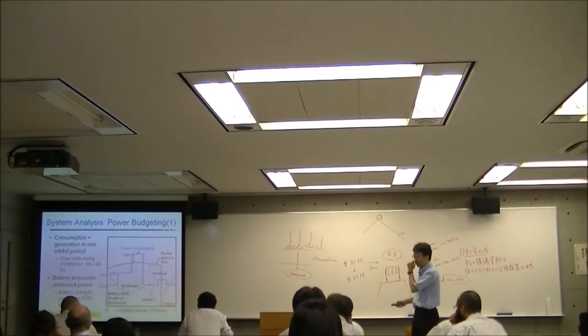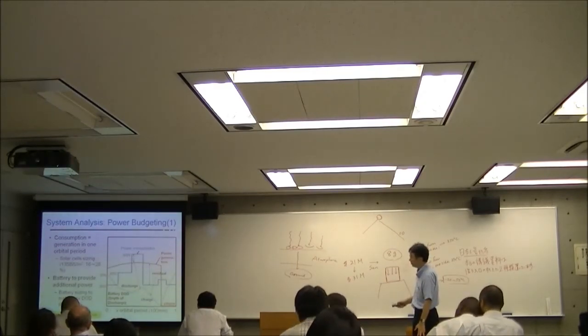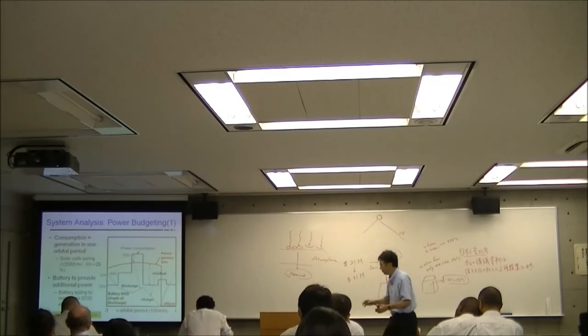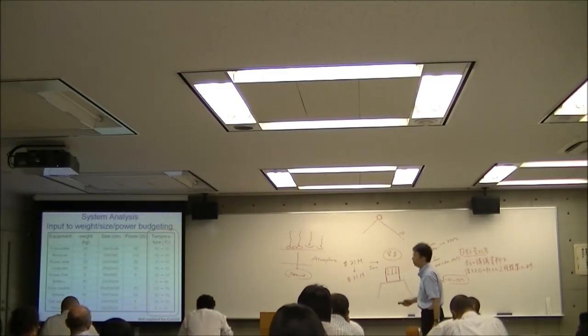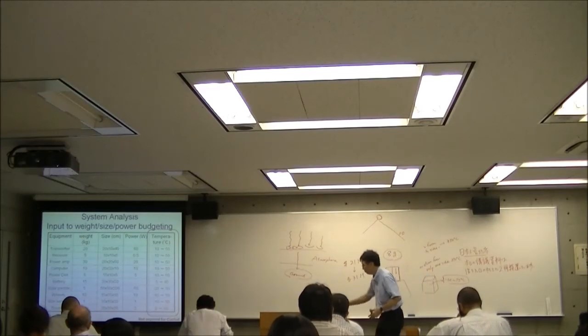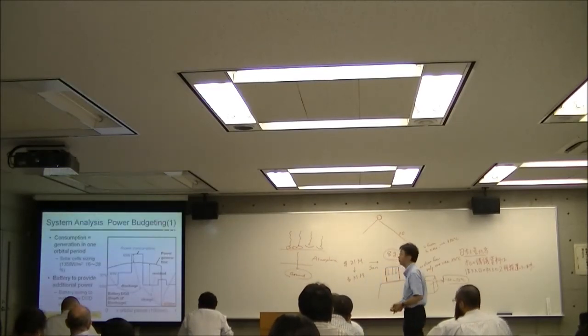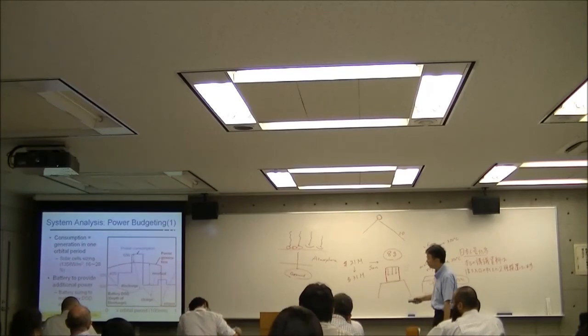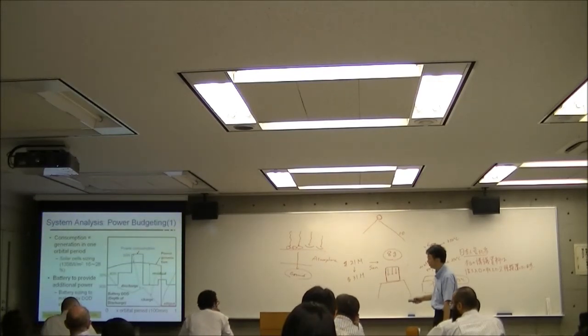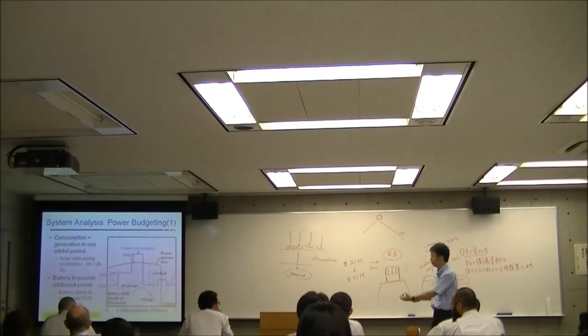During this period of time, as I said before, each component has a required power. By summarizing these power requirements, you can make a profile of power consumption like this. This is a power consumption profile. At this point, you need 30 watts in total. At this point, you need 40 watts. And at this point, you need 60 watts because you send a signal to the ground. So the communication system is active here, and then you need a lot of power here, and so on.